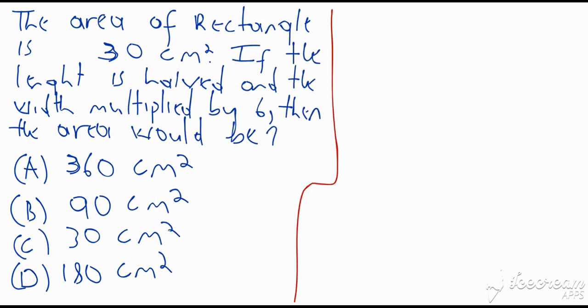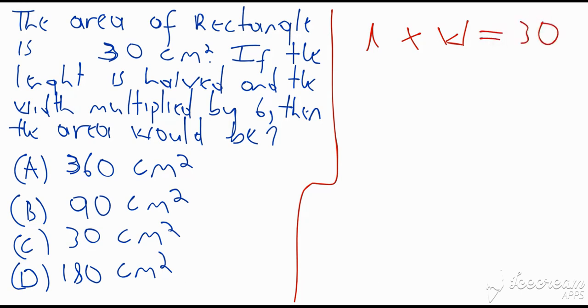Here's our second example of a measurement question. The area of a rectangle is 30 square centimeters. If the length is halved and the width is multiplied by 6, then the area would be. Now, we know that for a rectangle, the area is length times width. So initially, the length times the width is equal to 30.